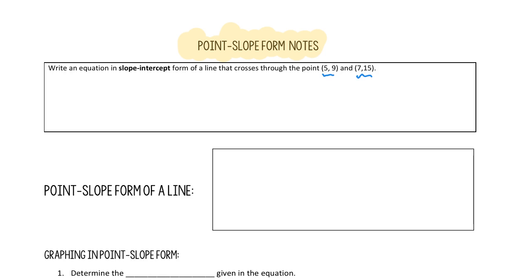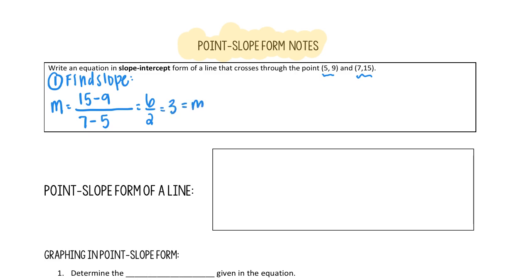After you've paused the screen and tried it on your own, hopefully you're able to figure out that you first need to find the slope. The slope is not given, so we have to find the difference in our y values and the difference in our x values. You should have found the slope to be 3.